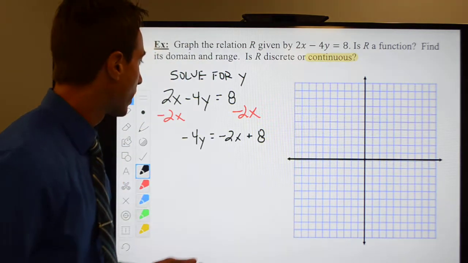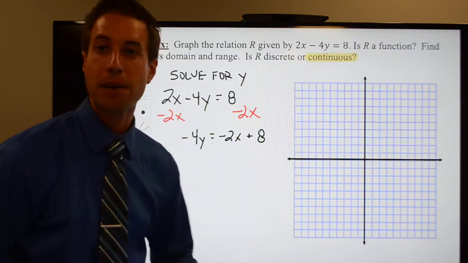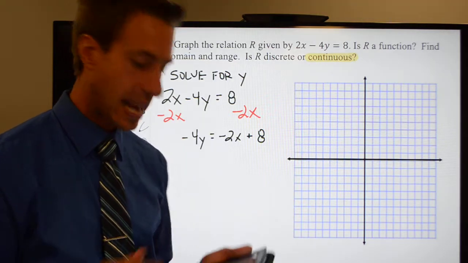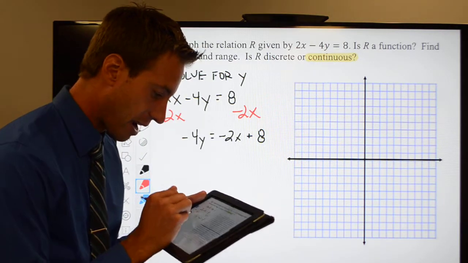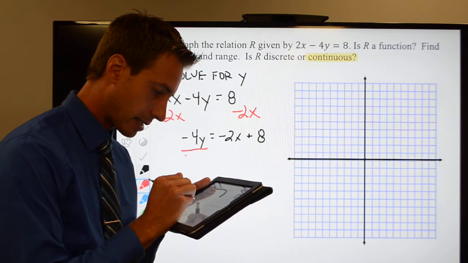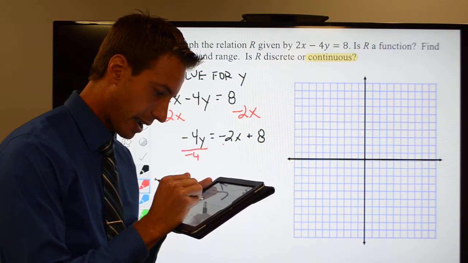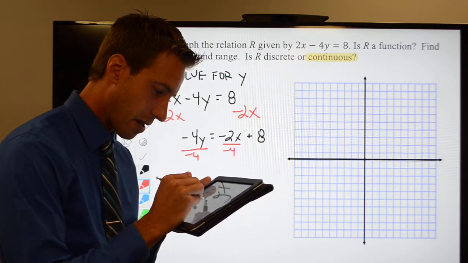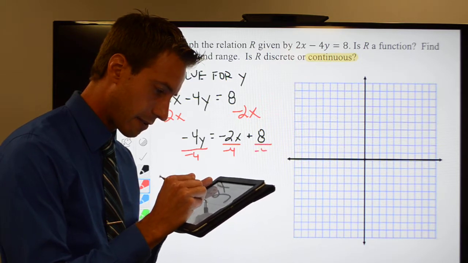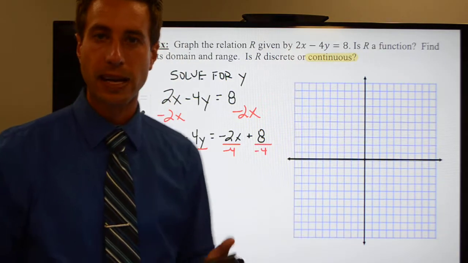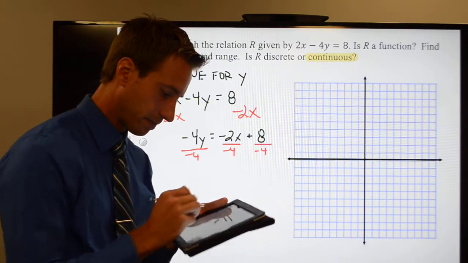Okay, now in order to get the y by itself, I'm going to have to divide both sides by negative 4. So let me go ahead and divide everybody. That guy gets divided by negative 4. That guy gets divided by negative 4. Everybody gets divided by negative 4. Let's see what we're left with.